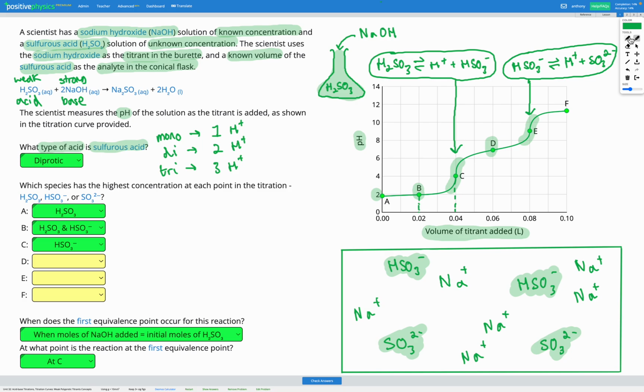We can see there, point E is our next equivalence point. That's going to be where all of our HSO3- has reacted to form SO3 2-. D is halfway between our first and second equivalence points. That means half of our HSO3- has been converted into SO3 2-. So at that point, we have HSO3- and SO3 2-.